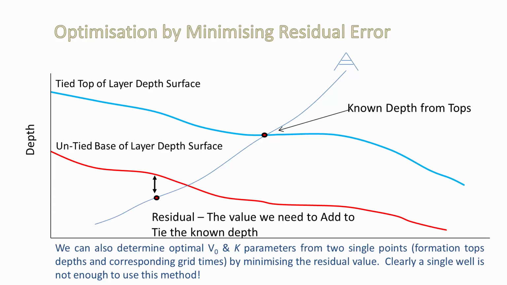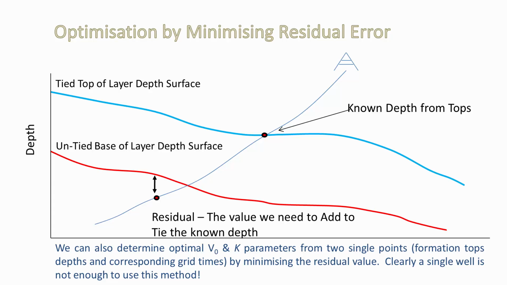The other approach is not to use the velocity, checkshot or time curve data at all, as you may not have that information for many or indeed any wells. Instead, matching pairs of formation top depths and interpretation grid times are used. The v0k parameter space is systematically tested with the v0kz depth domain equation to find the v0k pair that will correctly predict the bottom depth of the layer.